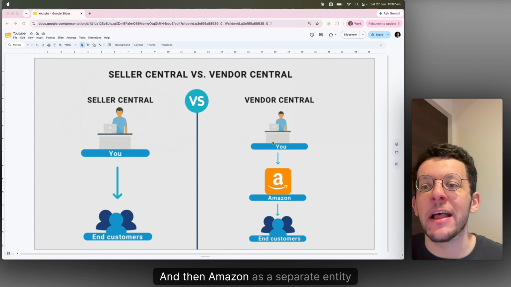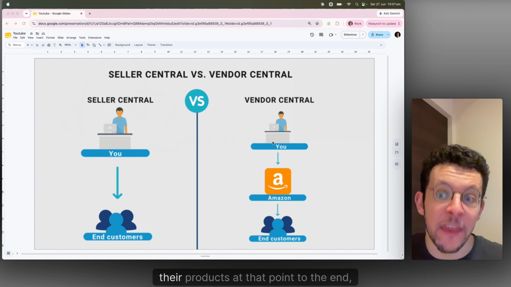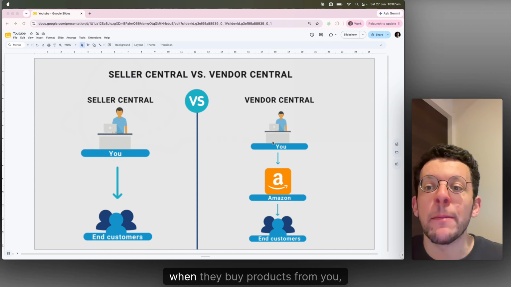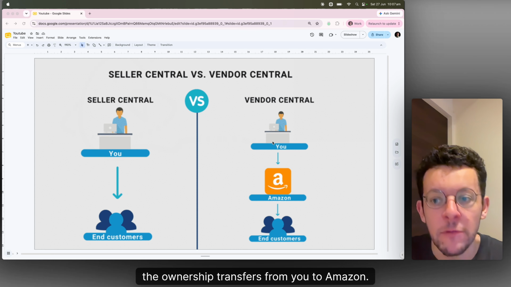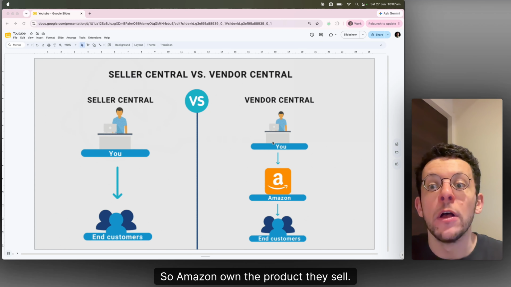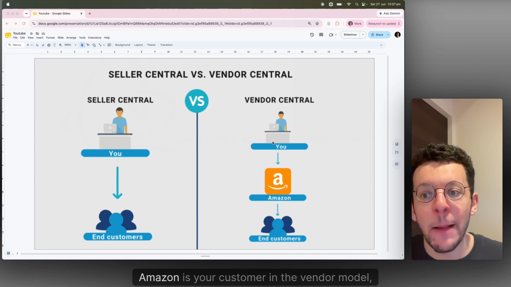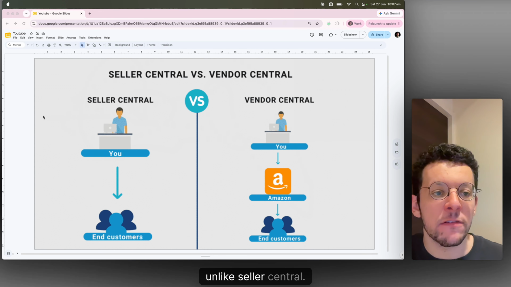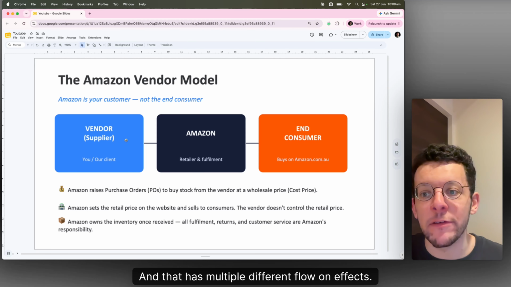And then Amazon, as a separate entity, then sells your products, their products at that point, to the end customer. Because Amazon, when they buy products from you, the ownership transfers from you to Amazon. So Amazon owns the product they sell. So you're not selling to the end customer. You're selling to Amazon. Amazon is your customer in the vendor model, unlike Seller Central. And that has multiple different flow-on effects.